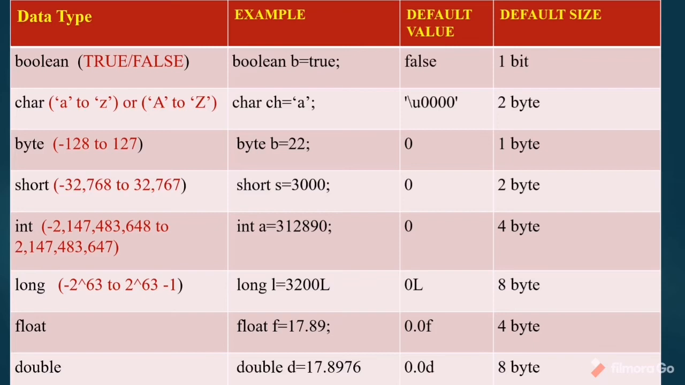Then double. Double is like more than float. We need to write double d equal to 17.896. So after the point there will be more numbers. Default value for double is 0.0d. Default size is 8 bytes. This is very important and based on this range we may get many interview questions. So please read this carefully.